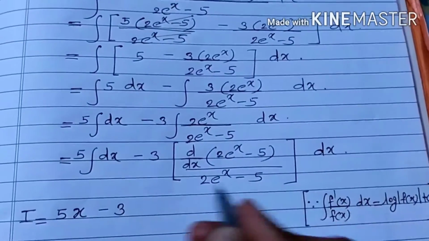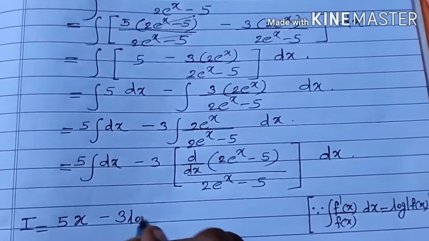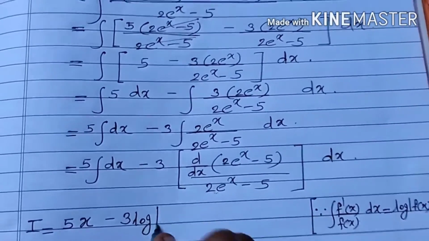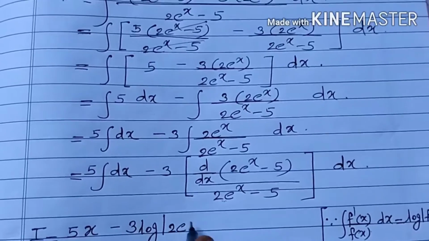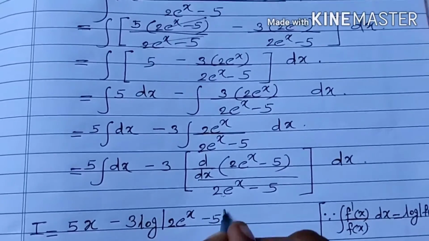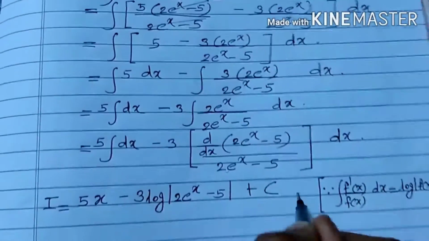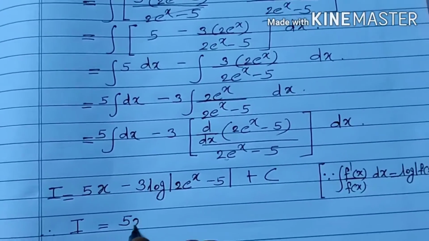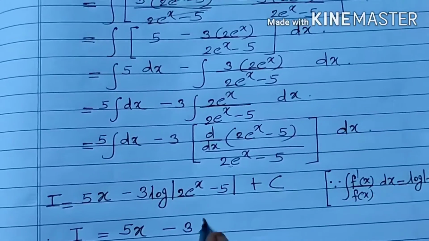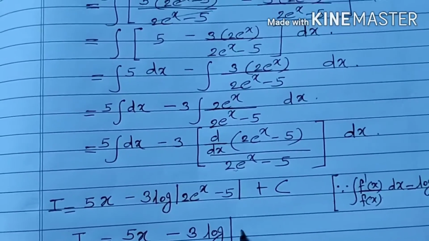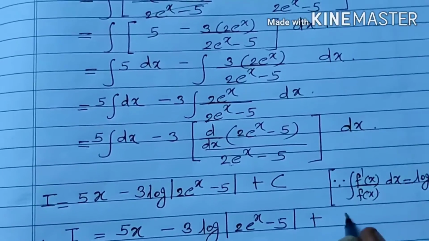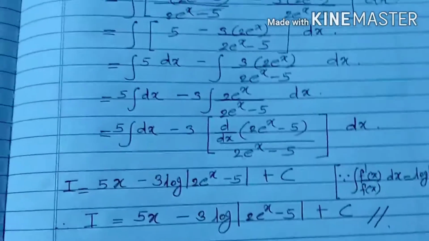So our answer is log of f of x. f of x means 2e raised to x minus 5. So log of 2e raised to x minus 5 plus c. Therefore I is equal to 5x minus 3 log of 2e raised to x minus 5 plus c. This is our answer.